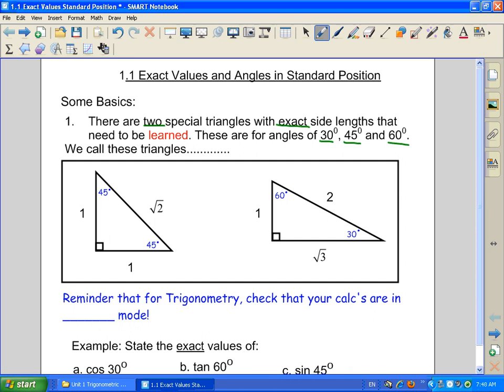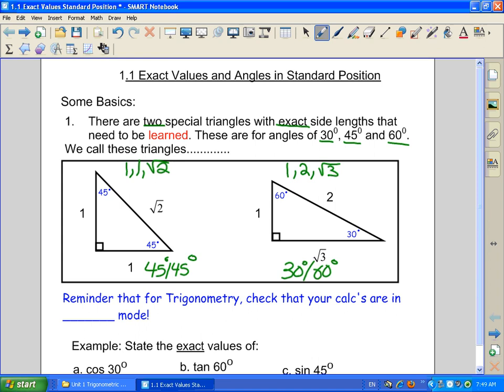These triangles are called two different things. This is what I call the 1, 1, root 2 triangle. And the second one is the 1, 2, root 3 triangle. Again, you might call this one the 45 degree angle. You may see it expressed that way. And you may say this as the 30-60 degree triangle. So there may be a couple names on it, but all the information is the same regardless of how you identify it.